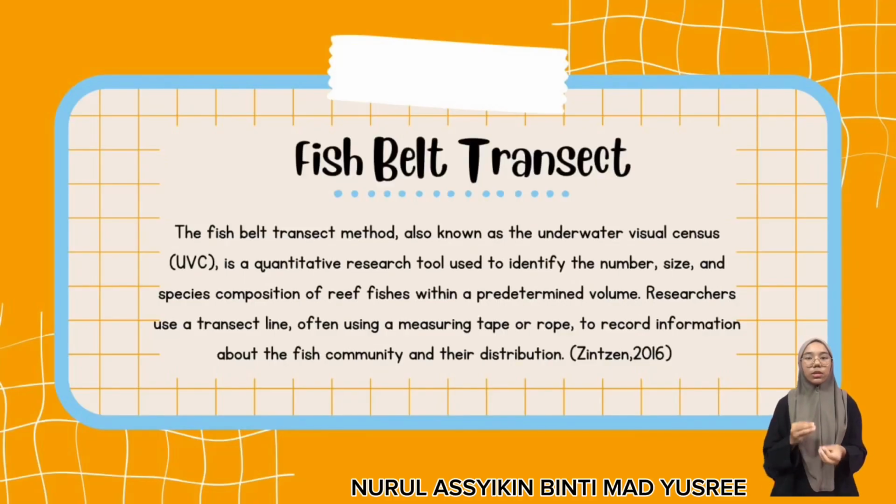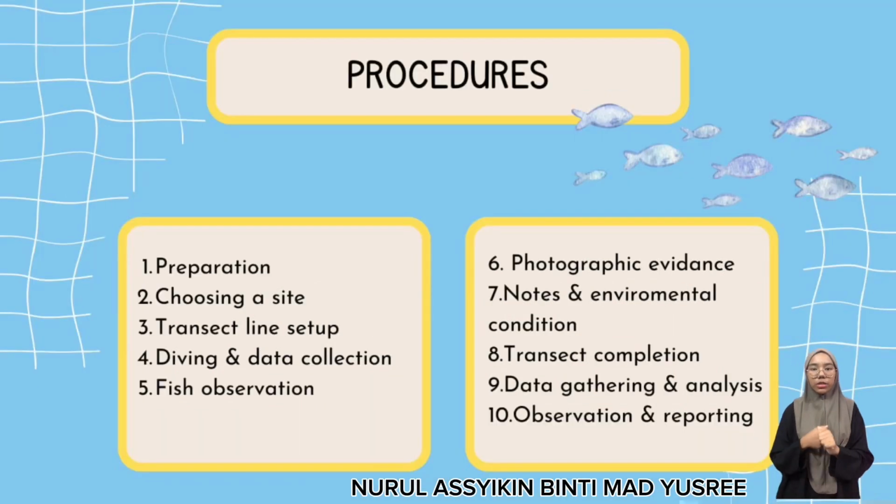The belt transect method is a quantitative research tool used to identify the number, size, and species composition of reef fishes within a predetermined volume. Researchers use a transect line to record information about the fish community and their distribution. First, preparation: we need to determine the habitat you want to investigate. Next, choose a site section of the habitat. Third, set up the transect.